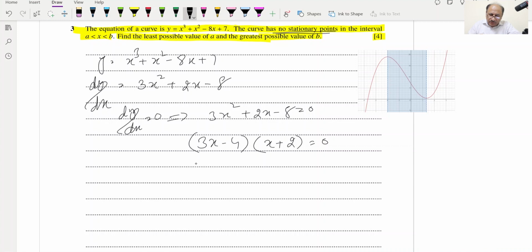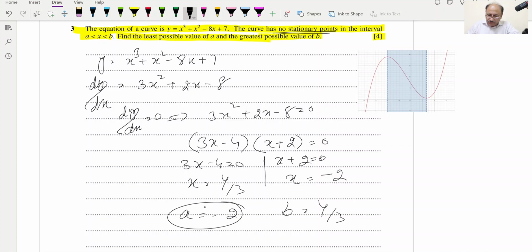So now we can write 3x minus 4 is equal to 0, or x plus 2 is equal to 0, and this implies x is equal to 4 by 3 and x is equal to minus 2. So these will be the values. a will be equal to minus 2 and b will be equal to 4 by 3. These will be the two values within which we will not be having a stationary point.